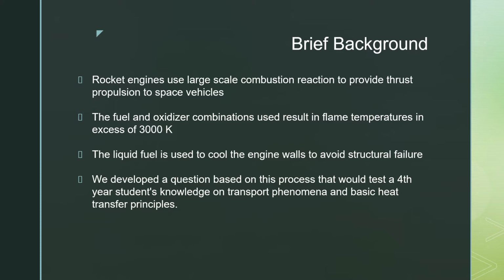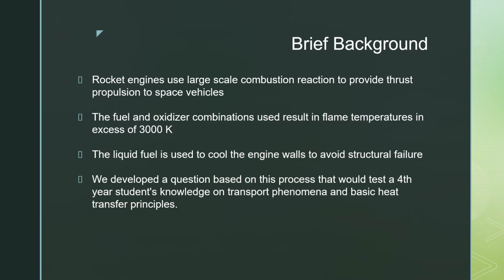We thought it was a great idea because rockets use large-scale combustion to provide the thrust that they need to get into space. That combustion creates a lot of heat, very high temperature in excess of 3000 kelvins. And they also use the liquid fuel to cool the engine walls at the same time, which is a little bit of an interesting setup compared to your typical combustion engines.